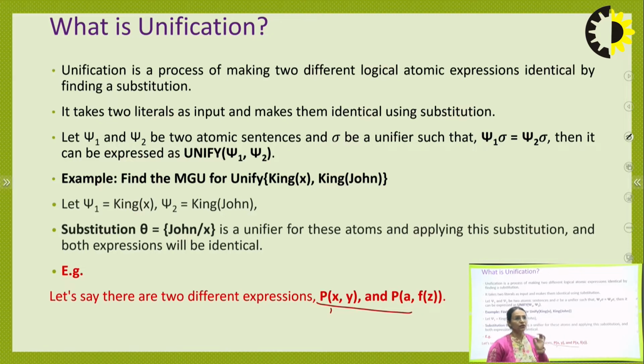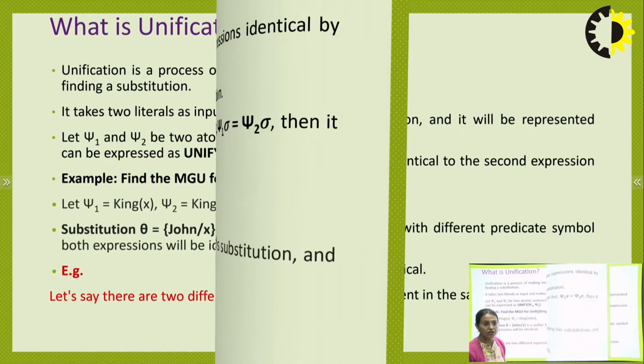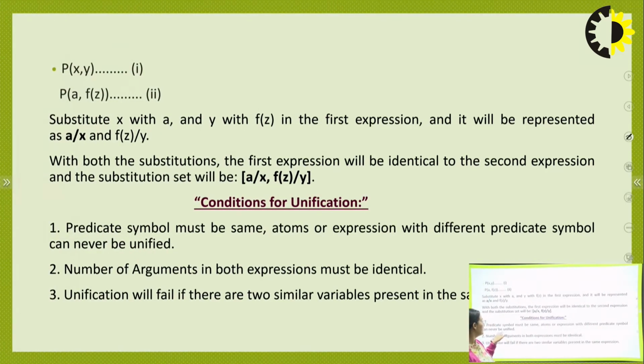So basically, unification is that kind of substitution, where I am substituting that thing. For this, there must be some conditions. The condition says that the predicate symbol must be the same. That is also because I am having these two statements, so it simply says that the predicate is identical in both the statements.